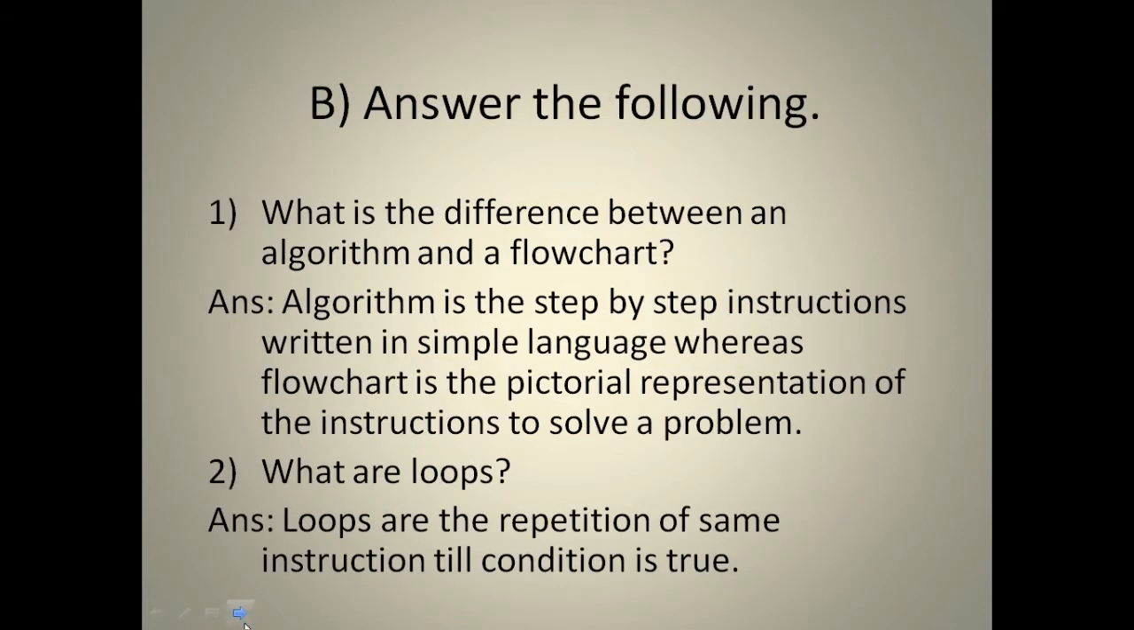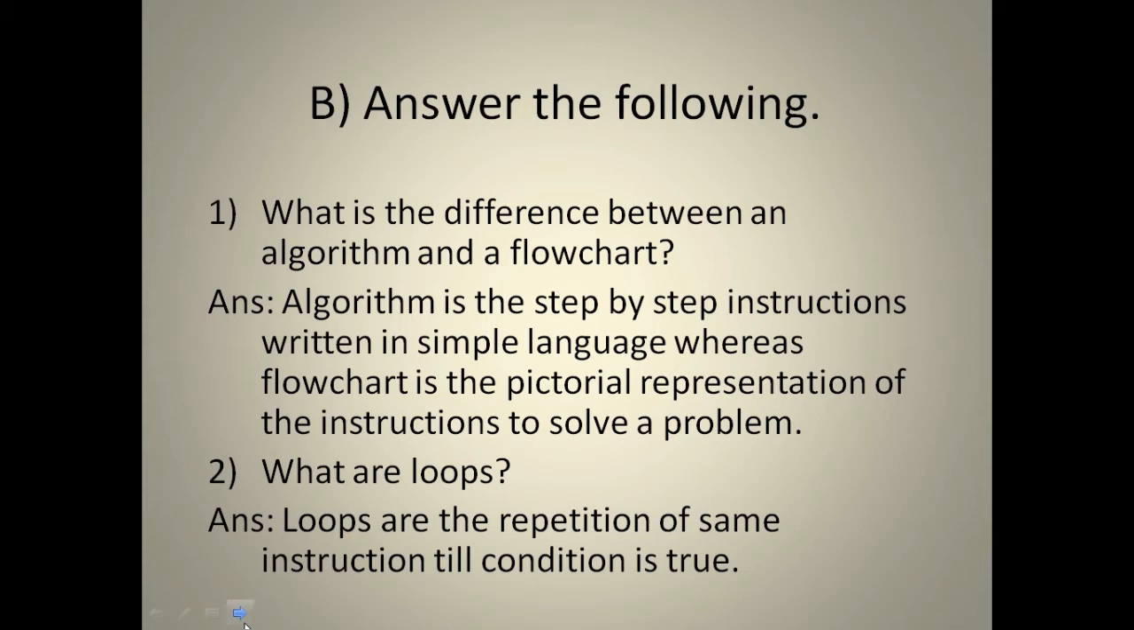Answer the following. Number 1, what is the difference between an algorithm and a flowchart? So algorithm is the step-by-step instruction written in simple language, whereas flowchart is the pictorial representation of the instruction to solve a problem. So a step-by-step instruction is known as algorithm, whereas pictorial, the graphical part, is known as flowchart.